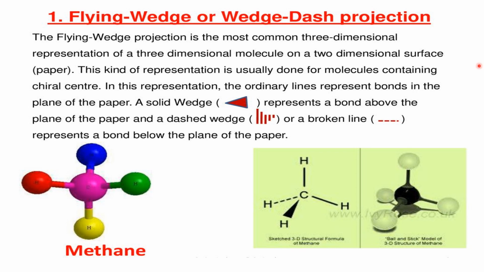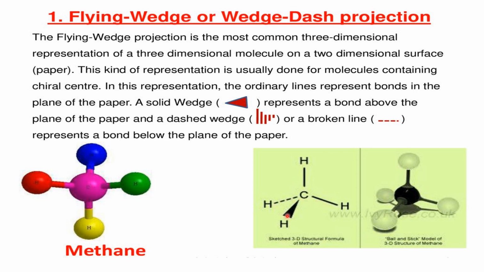Now we move to the Flying-Wedge or Wedge-Dash projection formula. The Flying-Wedge projection is the most common three-dimensional representation of organic molecules. So from a three-dimensional picture to a two-dimensional picture, usually we use Flying-Wedge projection formulas. In Flying-Wedge projection formula, the molecule is represented with dotted lines and a solid wedge. See here, solid wedge and certain black lines.